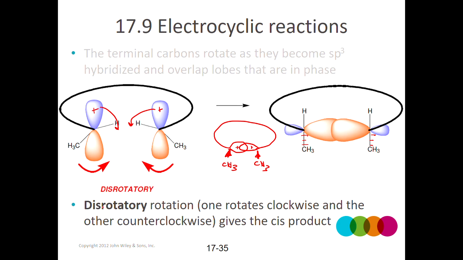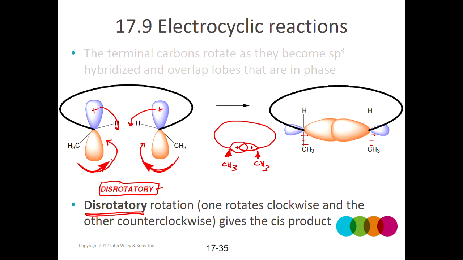The words disrotatory and conrotatory, I think, are generally confusing. I don't really focus on them too much, but disrotatory specifically means that the two orbitals rotate in opposite directions. So one is rotating clockwise and the other is rotating counterclockwise. That's what disrotatory means. The type of rotation that will occur will be whatever rotation is necessary for the orbitals with the same wave sign to overlap.